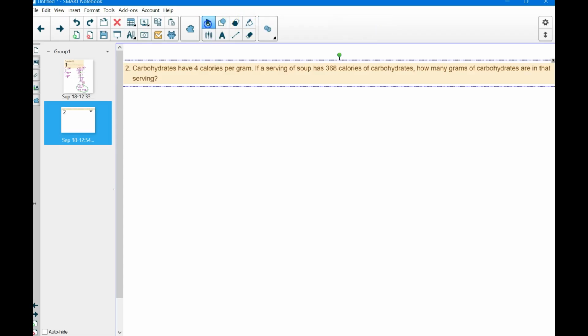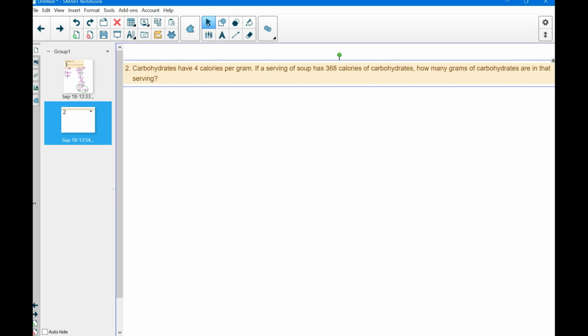So, it says here that carbohydrates have 4 calories per gram. If the serving has 368 calories, how many carbohydrates? How many grams are there? What do you think we have to do here? I'll give you a hint. The part of the chapter is called division, so that's a big hint.